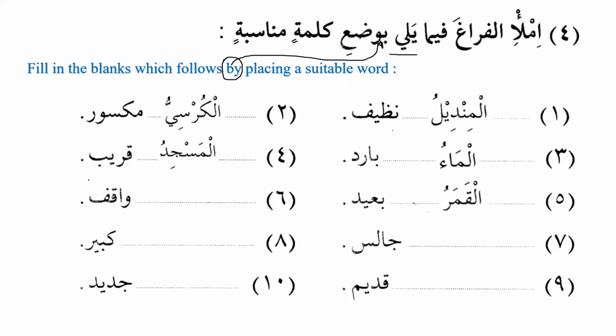Then we have the next one, waqifun, standing. So al-mudarrisu waqifun, the teacher is standing. And then we have jalisun. We learned that al-waladu jalisun, excellent. And then we have kabirun, it can be anything, al-masjidu, al-baytu. So we will say al-baytu kabirun. And similarly, qadimun, old. And we will say ad-daftaru qadimun.